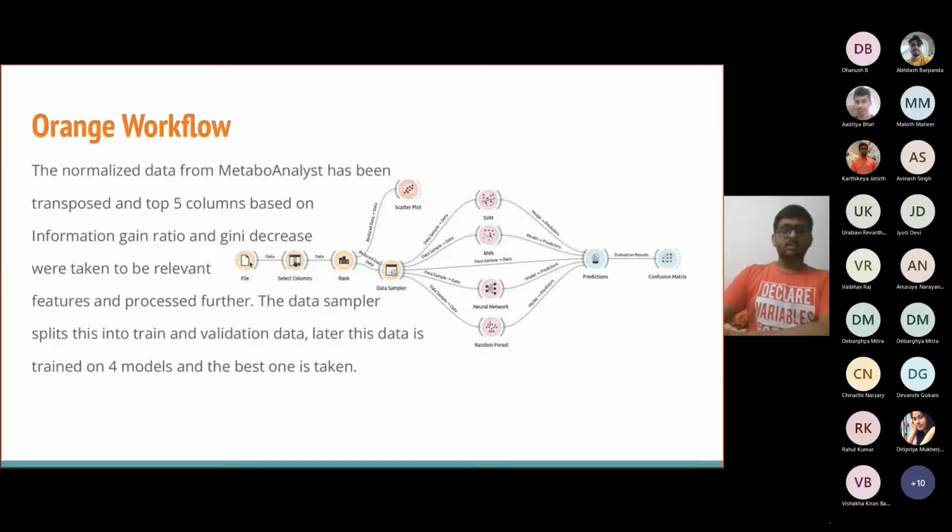Here you can see that the output of the file is going into select columns, and this output is going into rank, and this output is going into data sampler, and this output is going into the ML models, and on to predictions and predictions to confusion matrix. Here we are using the confusion matrix as our accuracy metric.